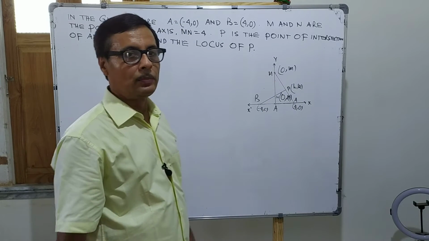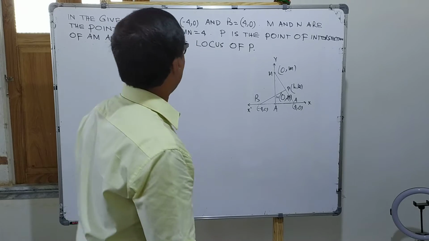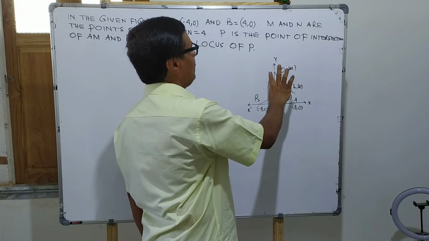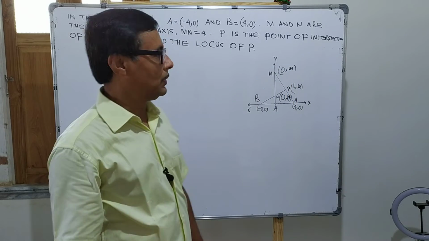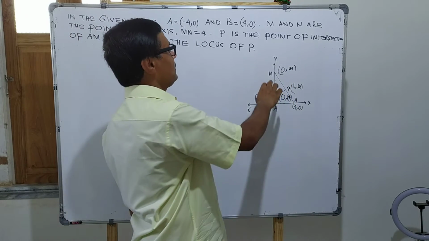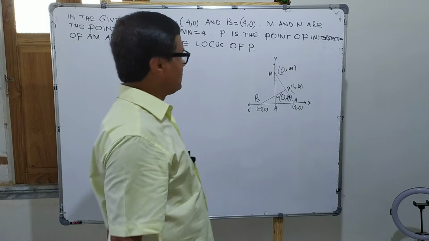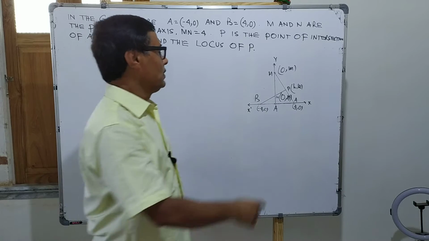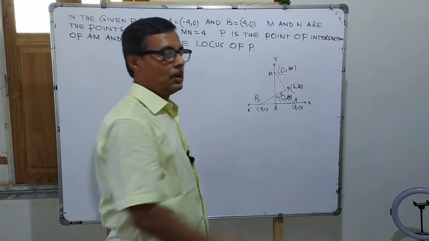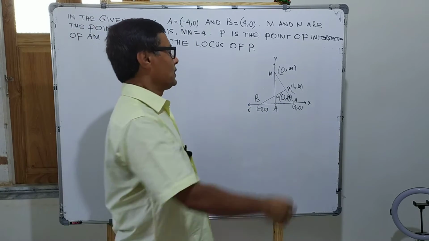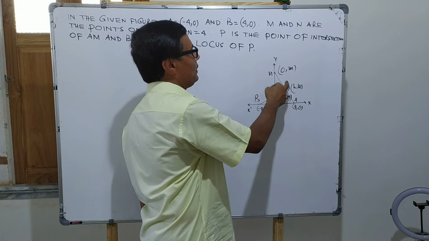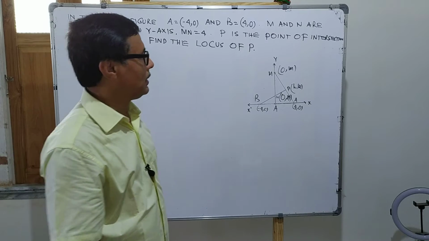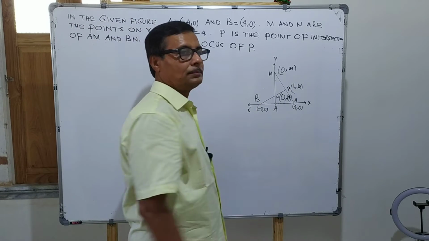Also P is a moving point, a variable point. And here also a condition is given, MN equal to 4. The length of MN is fixed, and this length is given as 4. This is the problem. We have to find out the locus of the point of intersection of BN and AM. The point is P and its coordinates are considered as hk.